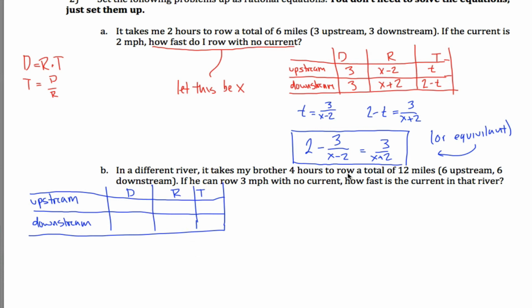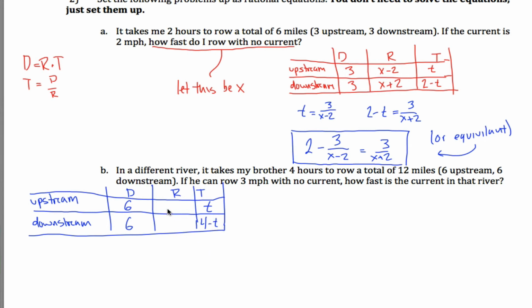It takes my brother 4 hours to row a total of 12 miles. There we go, 6 up and 6 down. So these are still 6. Time, it took him 4 hours. I don't know how much he spent going upstream, so I'll call it t. But I know that he spent the rest of it going downstream, so I can call that 4 minus t.